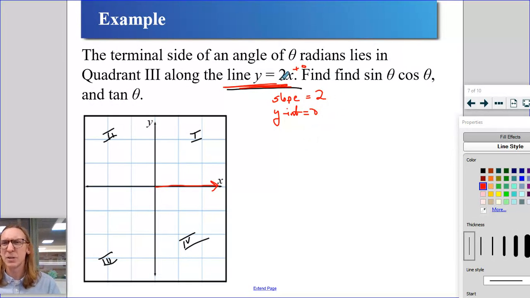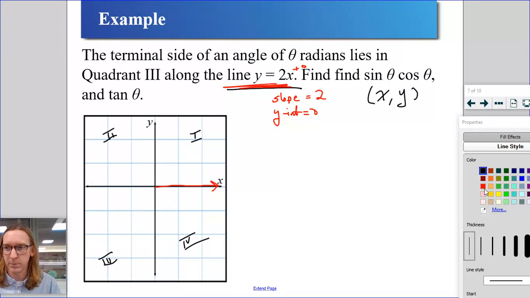So let's sketch a picture of this line in the third quadrant, because here's what I really need to know. In order to find the sine, cosine, and tangent of this angle, I need to know the coordinates of a point that the terminal side passes through. If I can find the coordinates of a point that the terminal side passes through, everything else is easy. As long as I know what point it passes through, I could find the sine, cosine, or tangent. So let's think about y equals 2x.